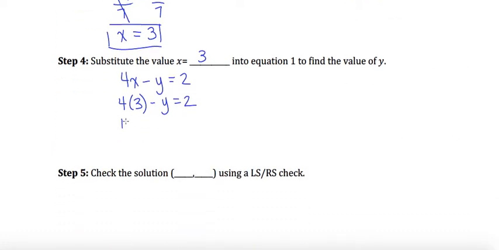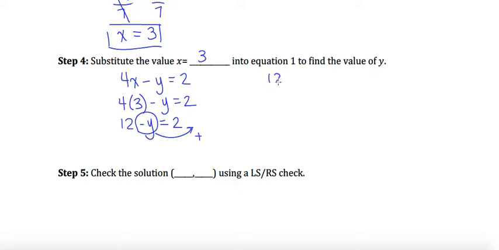4 times 3 is 12, take away y is equal to 2. I want a positive value for y, so I'm going to move my y value to the other side of my equal sign. So now instead of subtracting y, I'm going to be adding y, and that will make sure that my y value is positive.